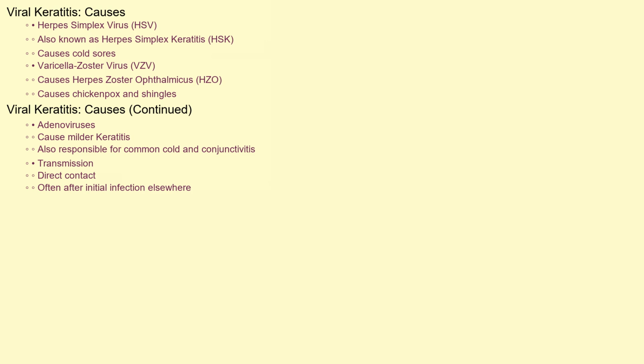So, let's begin. The primary culprit behind viral keratitis is the herpes simplex virus, or HSV, the same virus that causes cold sores. It's often referred to as herpes simplex keratitis. Varicella-zoster virus, or VZV, the virus responsible for chickenpox and shingles, can also cause a specific type of keratitis called herpes zoster ophthalmicus, or HZO. Adenoviruses, responsible for the common cold and conjunctivitis, can sometimes lead to a milder form of keratitis as well. These viruses can reach the cornea through direct contact, often after an initial infection elsewhere in the body.